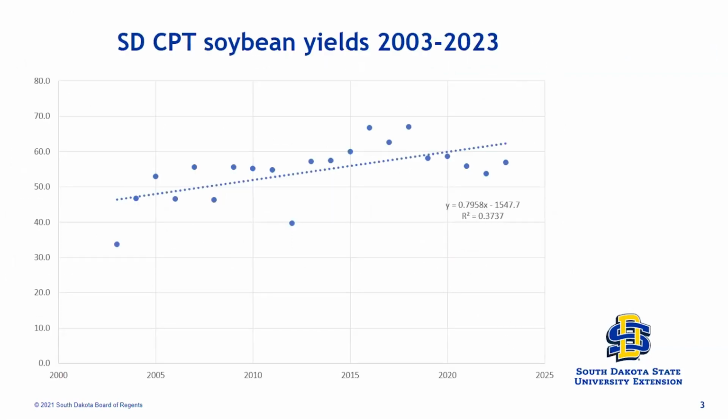And if you look at the soybean yield trend over the last 20 years, it has a slightly increasing trend. There are some good years and bad years, but the trend line is moving in an upward direction. And these are the yields from the CPT program in SDSU.